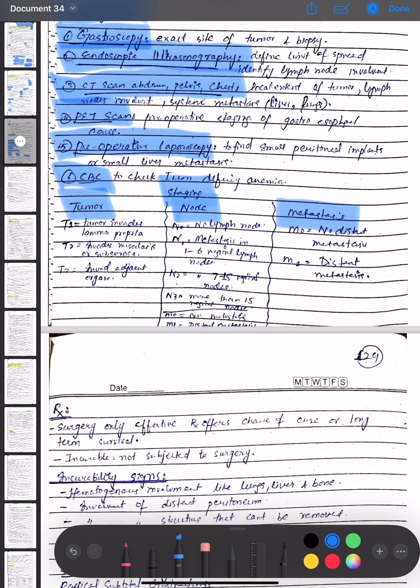N1 is metastasis in 1 to 6 regional lymph nodes. N2 is 7 to 15 regional lymph nodes. N3 is more than 15 regional lymph nodes. M0 is no metastasis and M1 is distant metastasis.